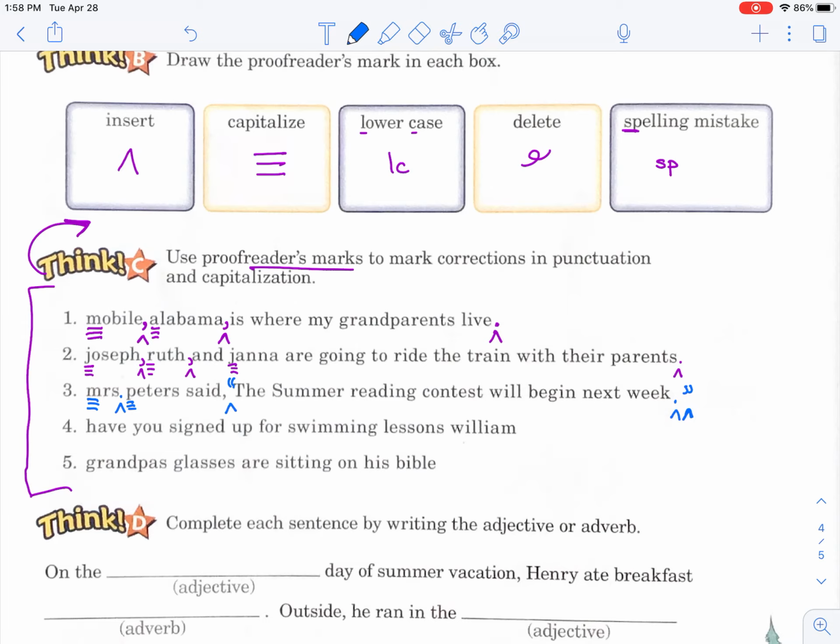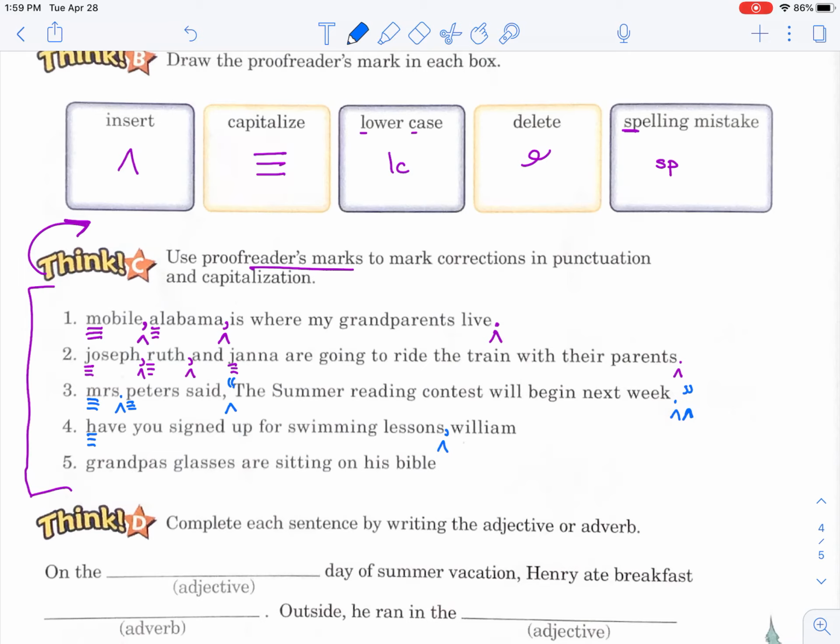Okay, two more for this section. Have you signed up for the swimming lessons, William? Are these swimming lessons, William? Is that what the name of the lessons are? No, it sounds like we're talking to a boy named William in this sentence, doesn't it? Okay, so we'll save that for later. But let's see. Have you signed up for the swimming lessons, William? Well, I know the capital at the beginning, always, always. Have you signed up for swimming lessons, comma, William, because I'm going to stop and talk to William.